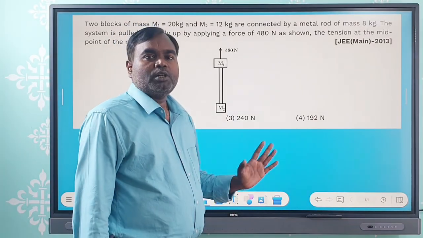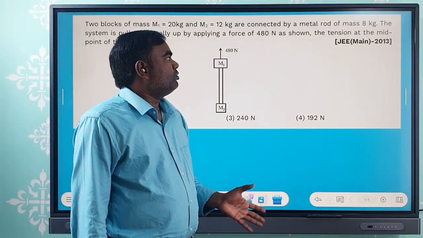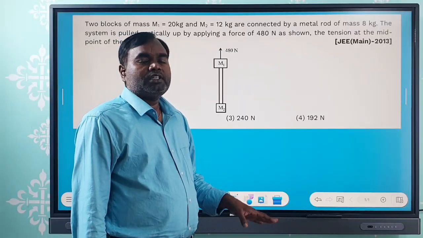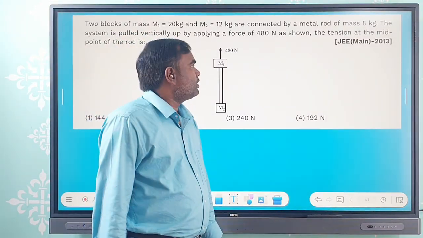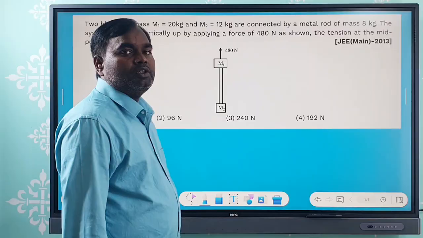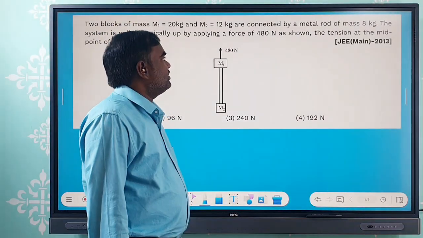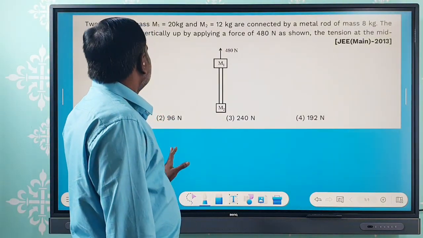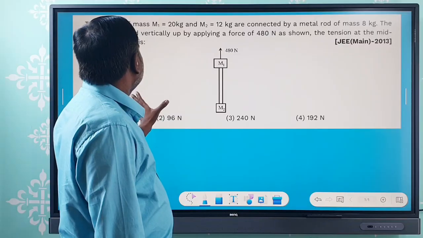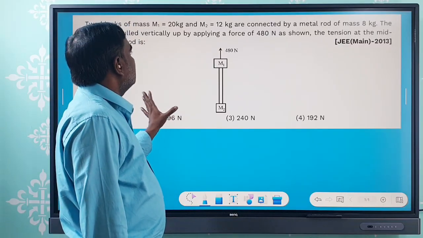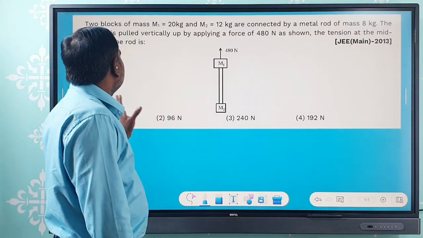In this video, we'll solve the IIT-JEE PYQ that was asked in 2013, and this is a very important question related to Newton's laws of motion and friction. So, in this unit, we'll solve this problem. Let's read the problem.